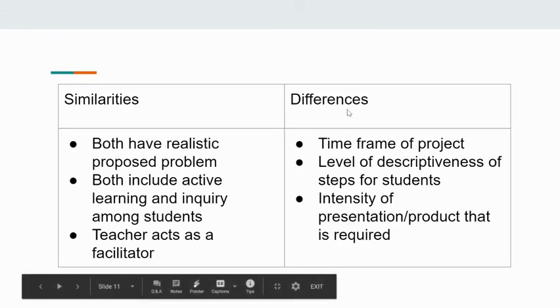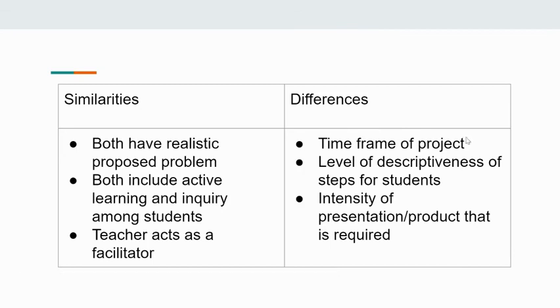Some differences, though, would be the time frame of the project. Project-based learning is usually a longer time frame and may replace the unit, and it may require more of an intense presentation or product from the students. Problem-based learning usually has more descriptiveness in their steps for the students to follow and may have more directions since it's a shorter time frame for the students to work on.